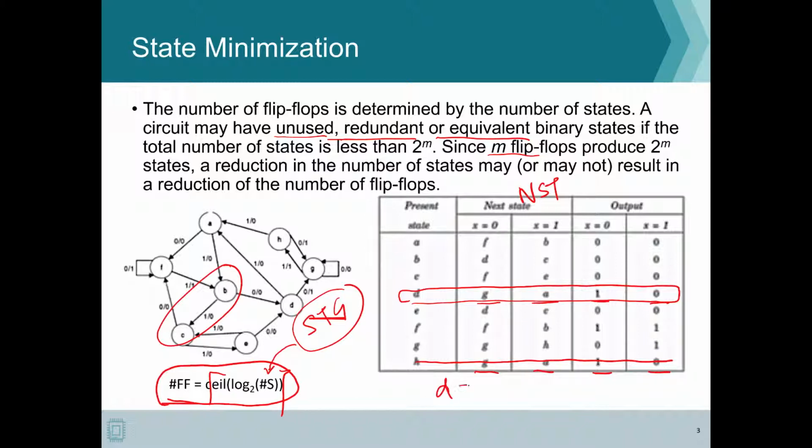So we can say state D is equivalent to H, and now wherever H is being used, we can simply replace it by D and get rid of this state. Technically you are merging these two states into one single state, and so on and so forth. So in this case, these two states are going to be identical.